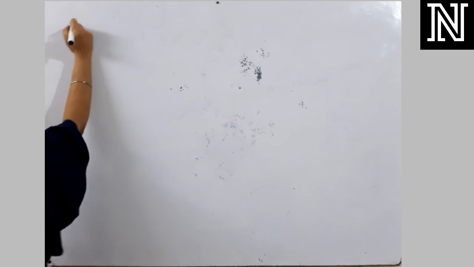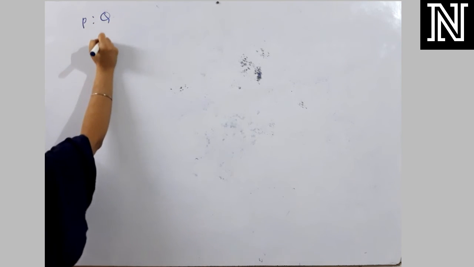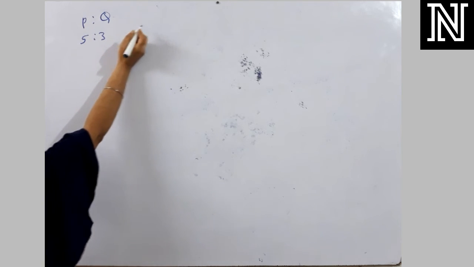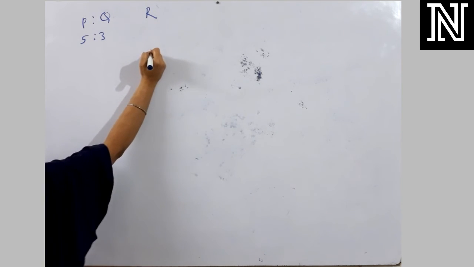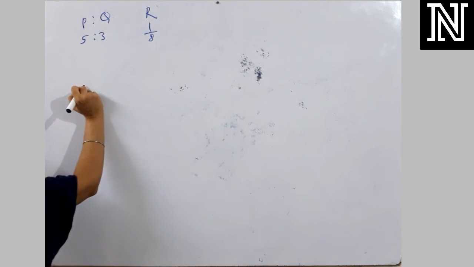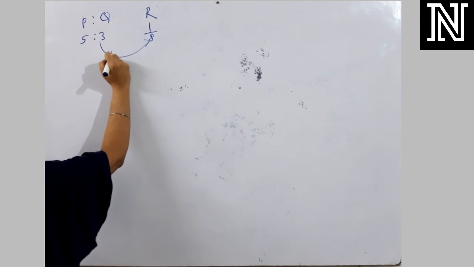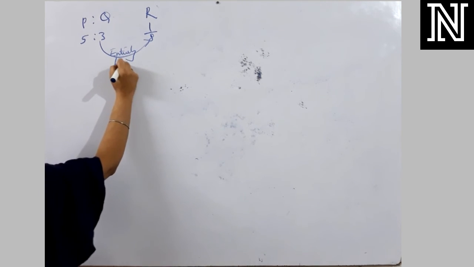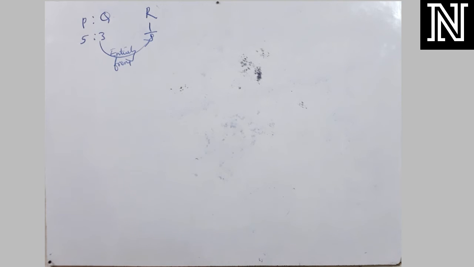Now we are moving to question number 5. Question number 5 is giving us P and Q are partners in the ratio 5:3. R is admitted as a new partner who gets 1/8 of the share in profit entirely from Q. Entirely from Q. इसका मतलब क्या हुआ बेटा?